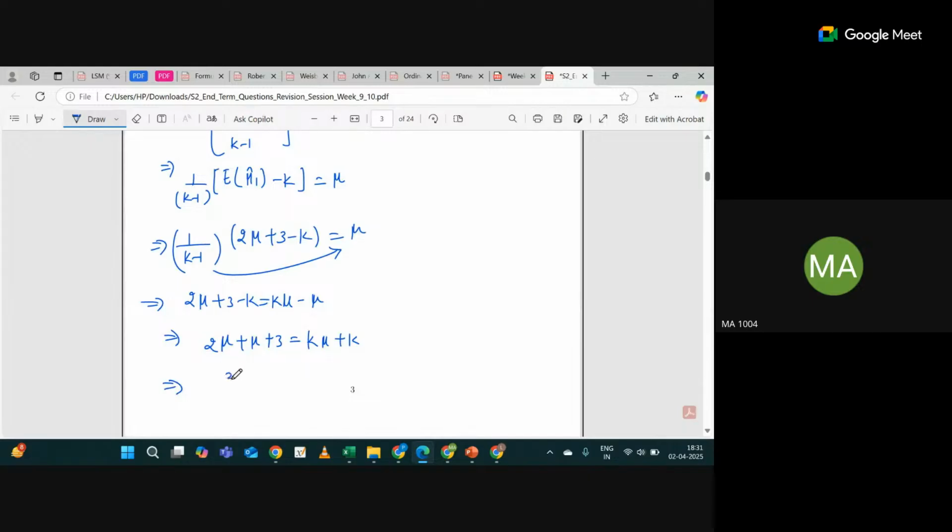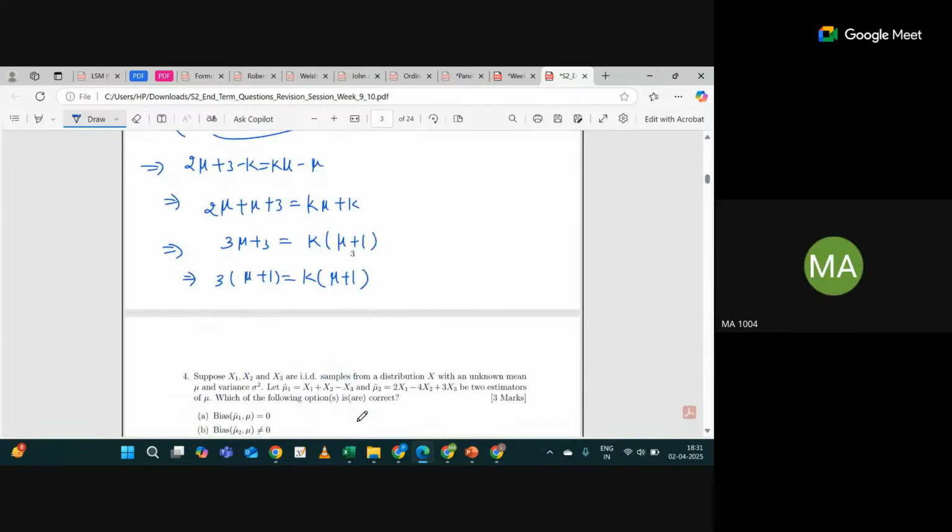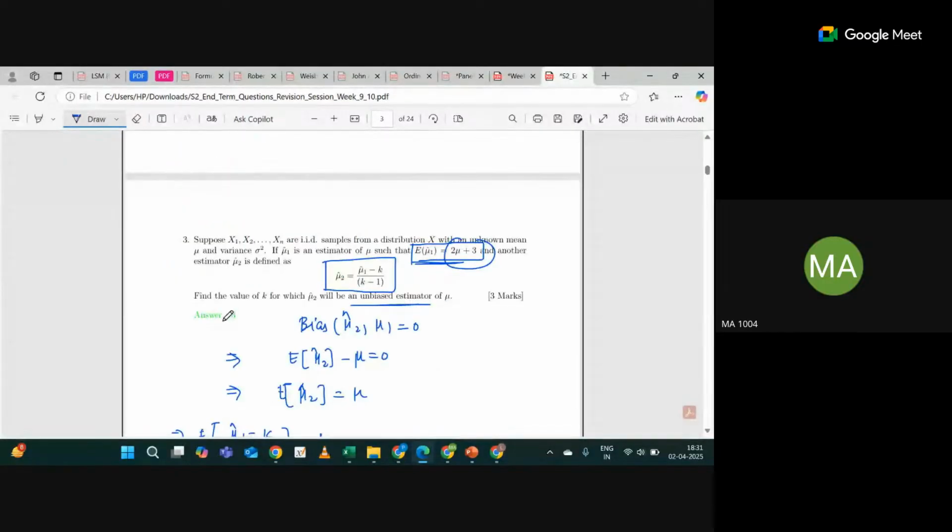From here, this is 3 mu plus 3, and this is k, I can take common: mu plus 1. And from here, 3 I can take common: mu plus 1. What is the value of k here? Three. So from here, we can say k is 3. You can see how simple it is, right? Yes, sir. k is 3.